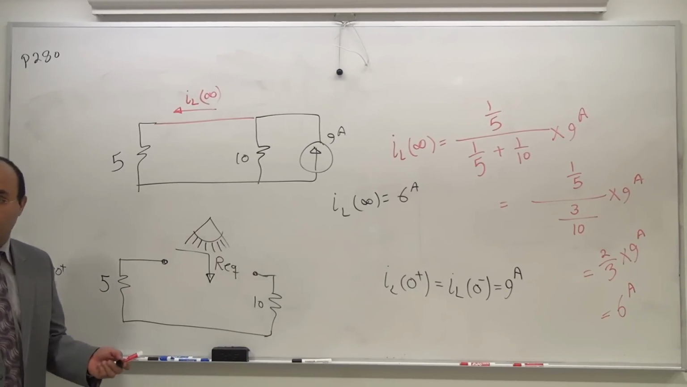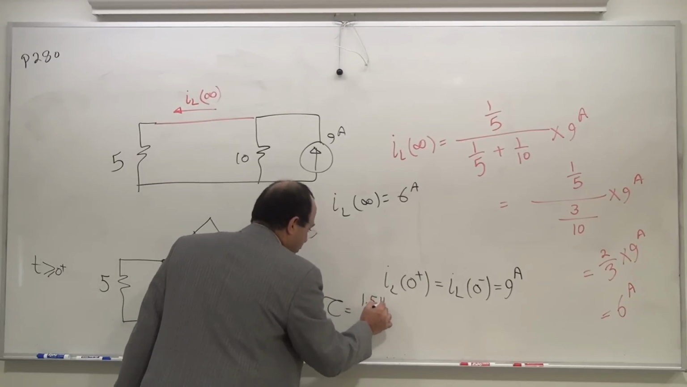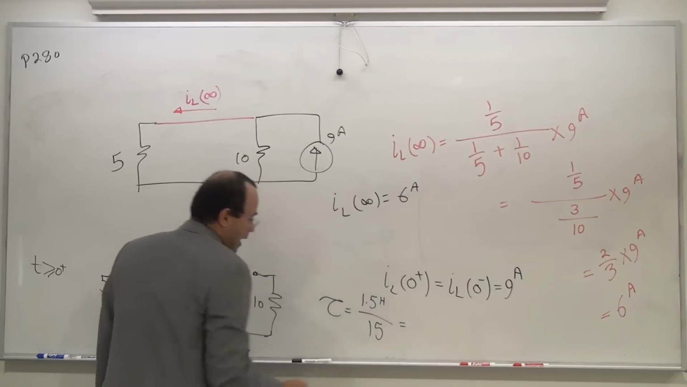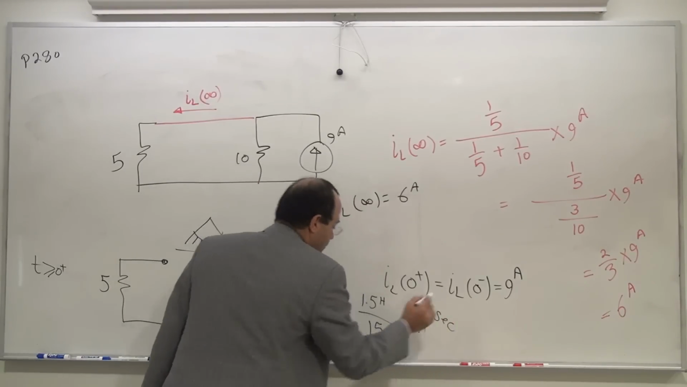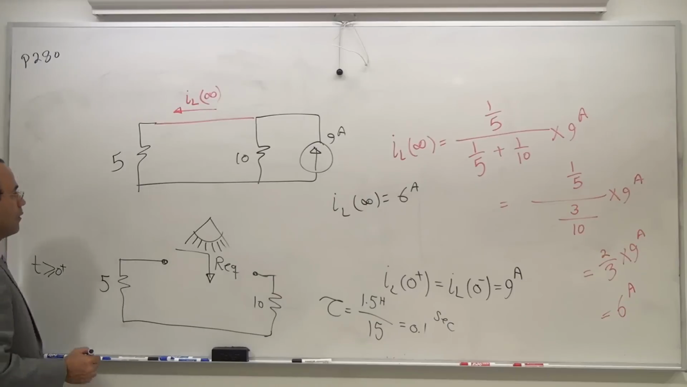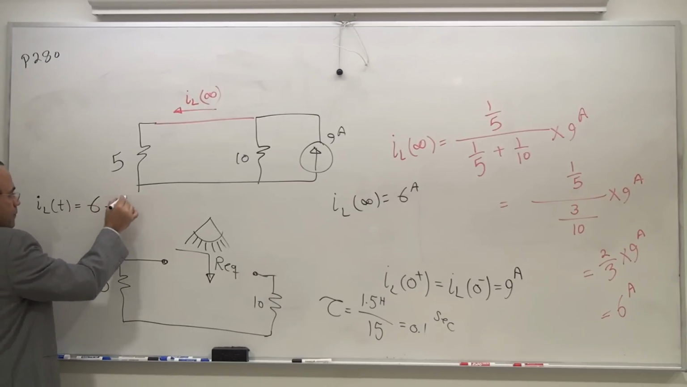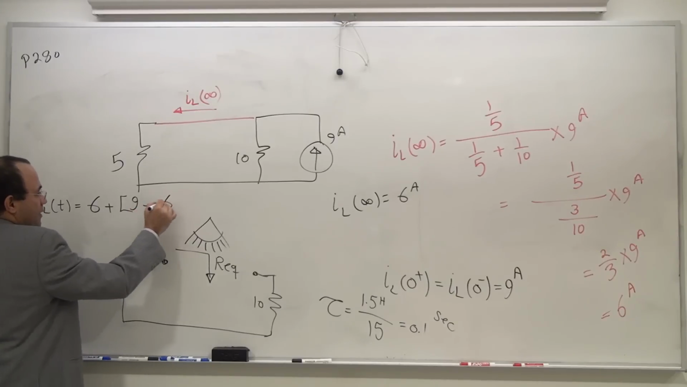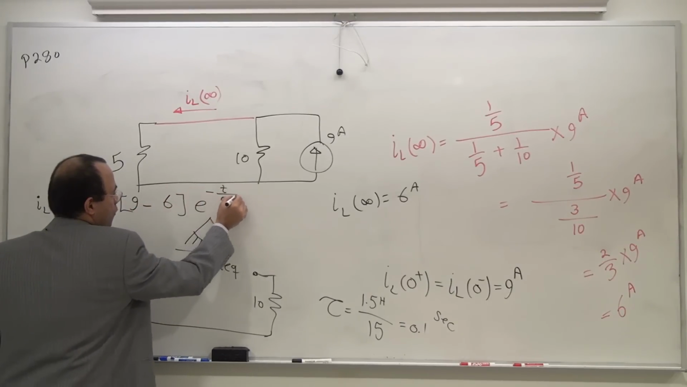That's 5 and 10, 15. So how much is my tau? It's going to be 1.5 Henry divided by 5 and 10, 15. And therefore this is 0.1 seconds. What do I have? IL of t is equal to IL of infinity plus IL of 0 plus minus IL of infinity, e to the power of minus t over 0.1 second.